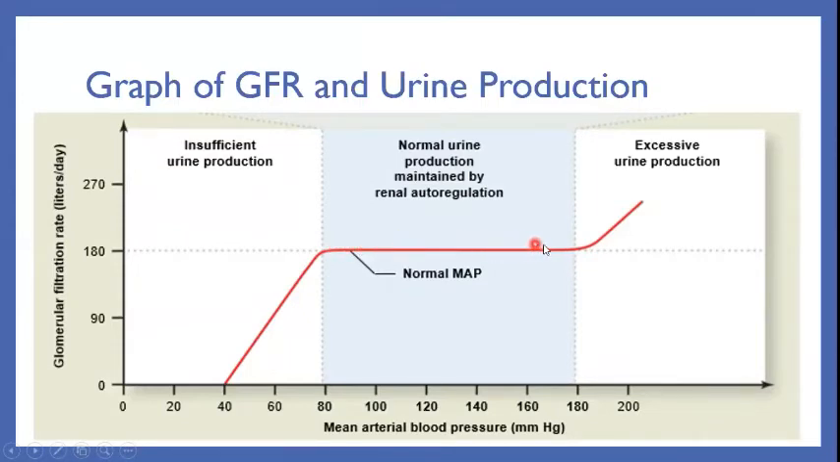If the blood pressure starts to go up, by the time we get to 180 to 200, more of that high pressure is pushing the filtrate out of the glomerulus and we're overproducing our urine. So here's where your body wants your blood pressure to stay in order for it to properly filter your blood.